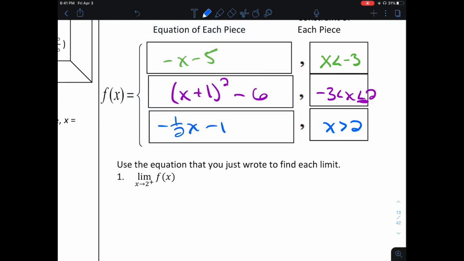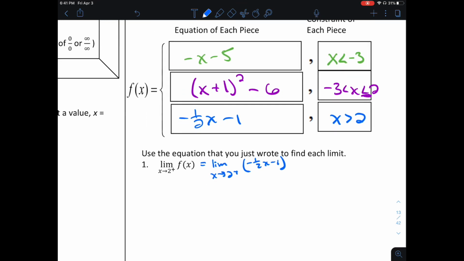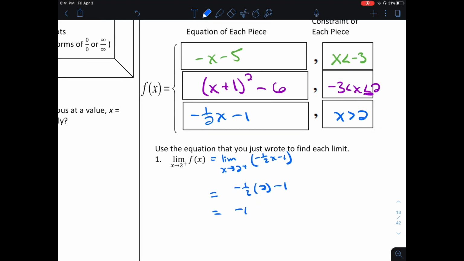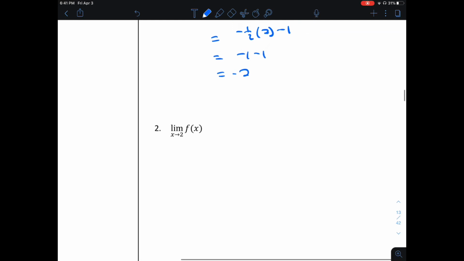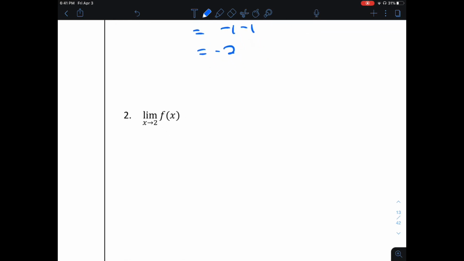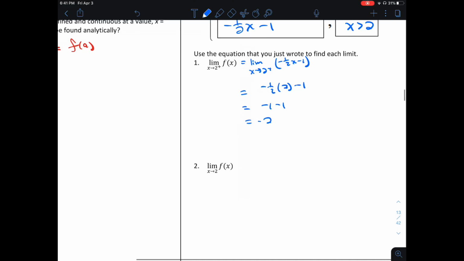So the first thing we want to do is rewrite this problem using the specific piece of the function that we're referring to, and that is -1/2 x minus 1. We can use substitution for this, because if we use substitution, it's going to be defined. -1/2 times 2 is -1. -1 minus 1 is -2. So that's easy.